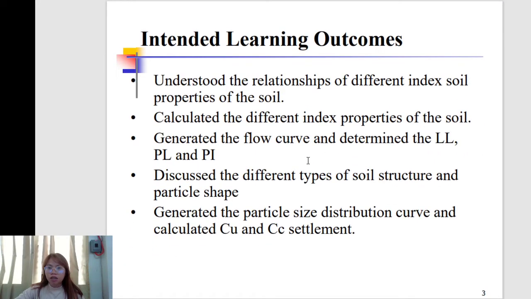For the intended learning outcomes, the students should understand the relationships of the different index properties of soil, calculate the different index properties of the soil, generate the flow curve, and determine the LL, or the liquid limit, the PL, plastic limit, and the plasticity index. Discuss the different types of soil structure and particle shape, then generate the particle size distribution curve, and calculate the C sub U and the C sub C for the settlement. So we'll discuss this one later in our topic.